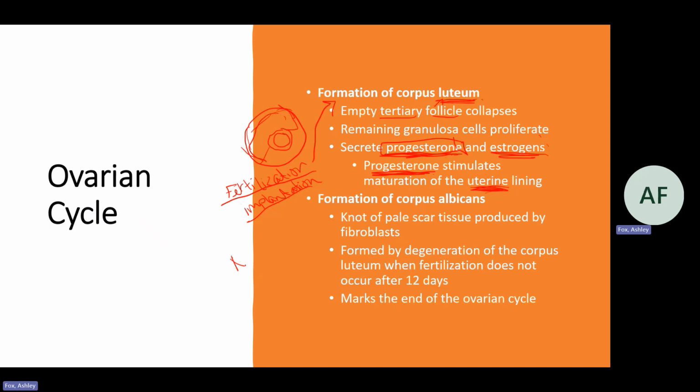If no fertilization happens, then we have the formation of the corpus albicans. That is where all of this degenerates and regresses, and it's scar tissue. And it's actually scar tissue made by fibroblasts. So with no fertilization, the corpus luteum degenerates in about 12 days-ish, depending on the cycle, that varies a little bit. And that's the end of the ovarian cycle, because then we start again, starting with our primordial follicles or primary follicles and going on that way.